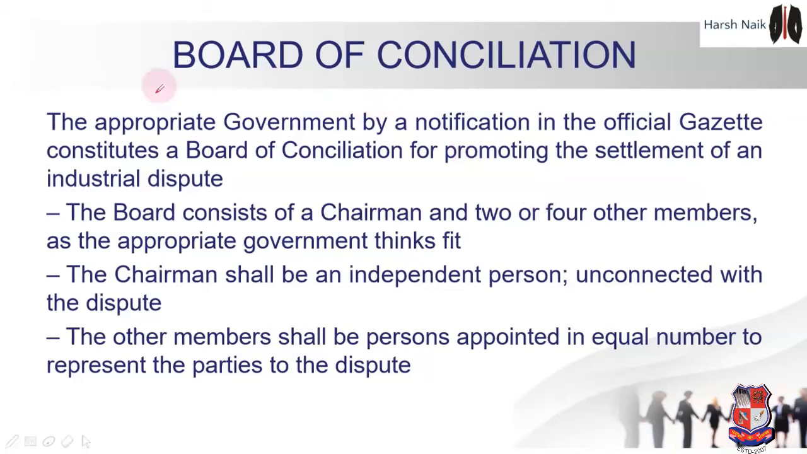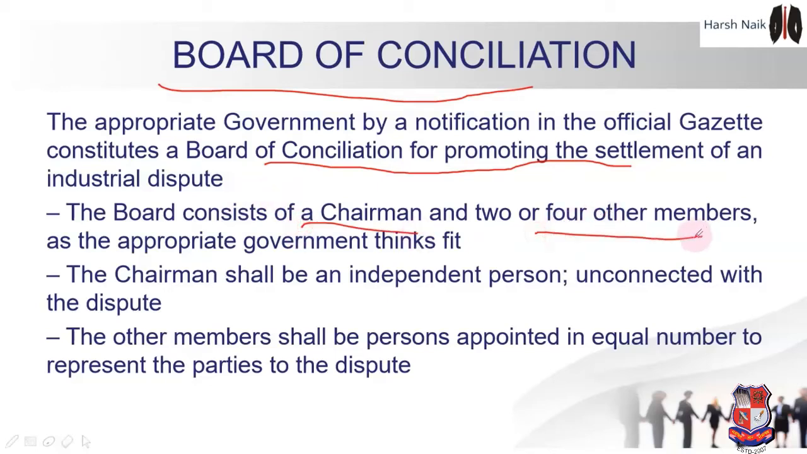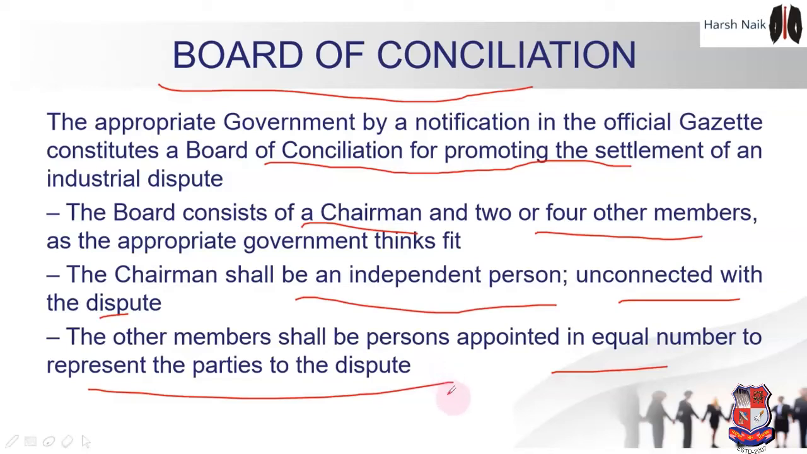Then next is the Board of Conciliation. Basically, the appropriate government, by a notification in the Gazette, constitutes a board of conciliation for promoting the settlement. To promote the settlement, a group called the Board of Conciliation is formed, right? Basically it will be made of a chairman and 2 or 4 other members, right? And this chairman should be an independent person who is not connected with the dispute, right? And other members will be persons appointed in equal number to represent the parties to the dispute. So if there are 2 parties, then the other members will be 2 from one party and 2 from the other party. That is 4, and 1 more person will be the independent person, that is the chairman, right? That is the Board of Conciliation.